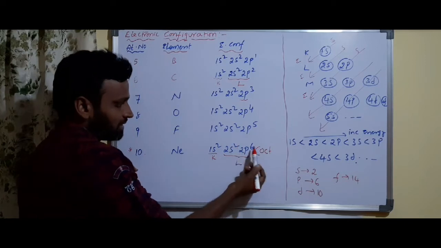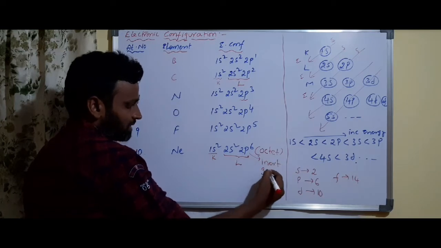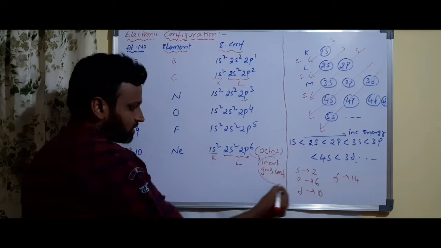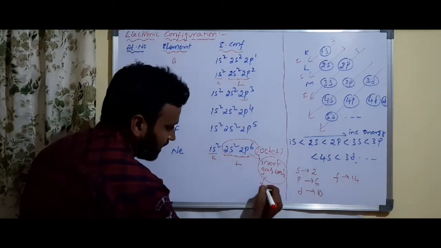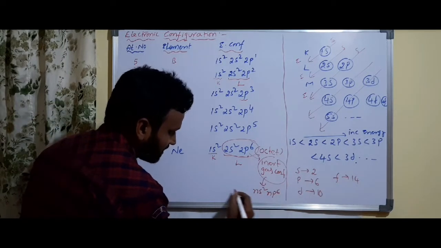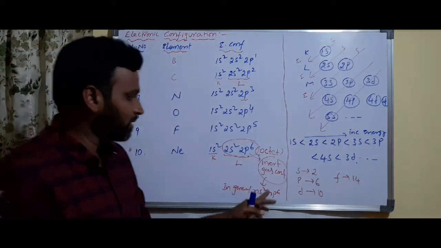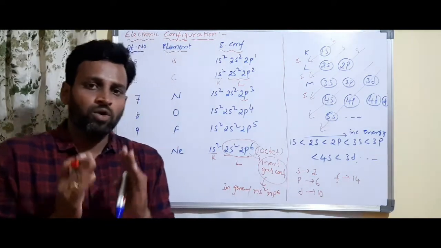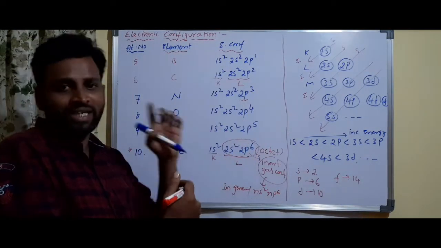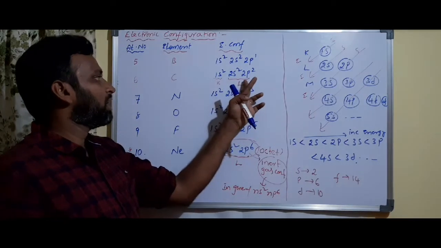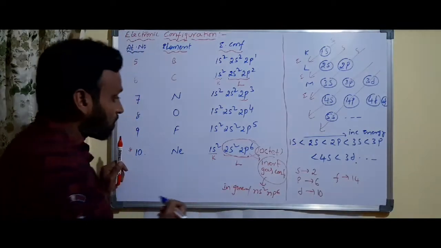Octa means 8: 2 plus 6, 8. This is also called inert gas configuration. Inert gas configuration means the last shell, ns2 np6, as we call it in general. ns2 np6 is the inert gas configuration. I am not only giving the electronic configurations one by one, I am also giving you the differentiating electron and the last shell. The last shell is the L shell here. Here I gave the octet configuration.